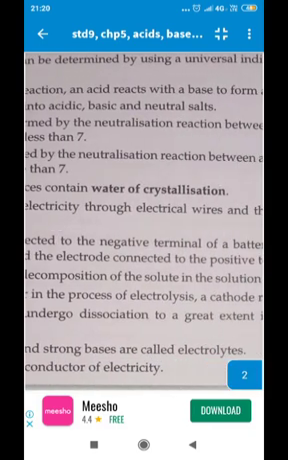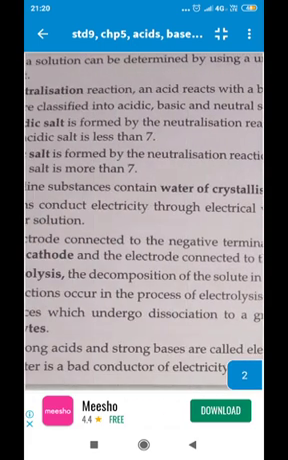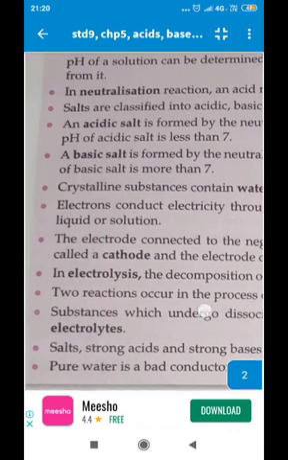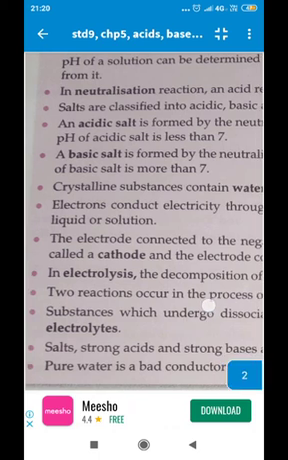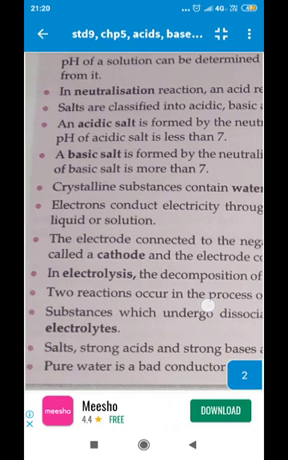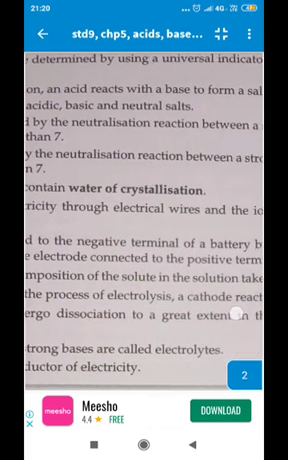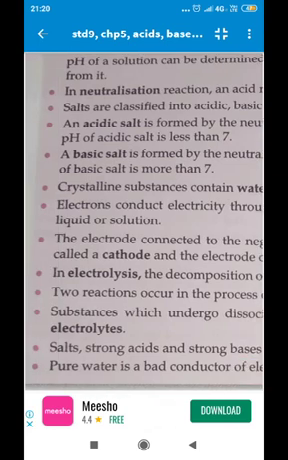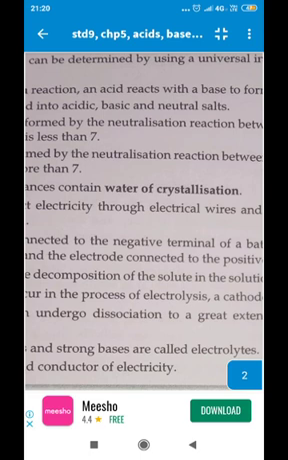Substances which undergo dissociation to a greater extent in the liquid state or in solution are called electrolytes. So where electric current can pass through a solution, we call it an electrolyte. Where electric current cannot pass through a solution, we call it a non-electrolyte. Salts, strong acids and strong bases are called electrolytes because electricity can easily pass through them. Pure water is a bad conductor of electricity, so it is a non-electrolyte; electricity cannot pass through it.